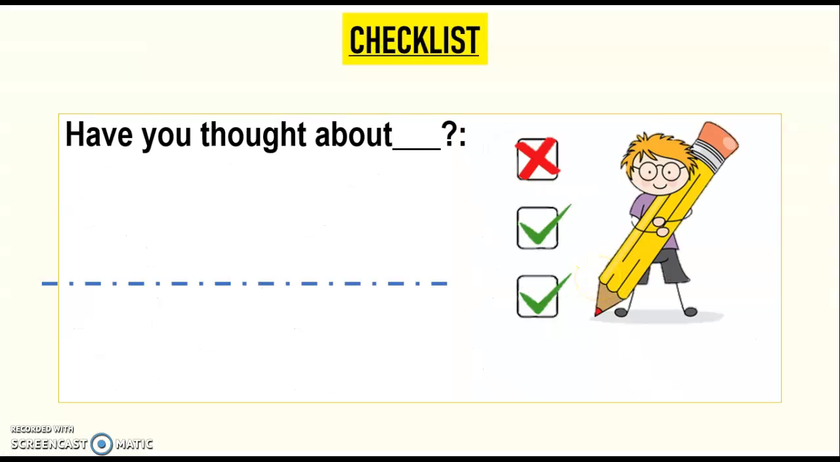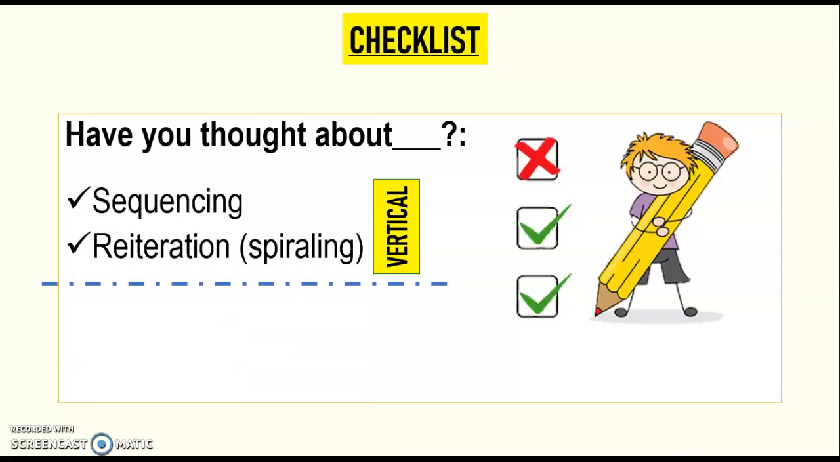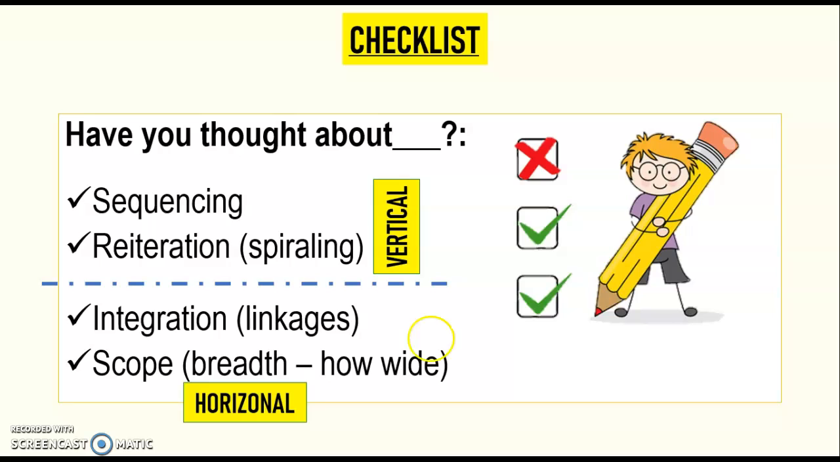Now, just as a checklist, when we are organizing our content, we need to think about vertical organization. What are the two concepts that we must check off on our checklist? Well, if you answered sequencing and reiteration or spiraling, you are correct. What must we think about when we talk about horizontal organization? If you answered integration and scope, then you are correct.